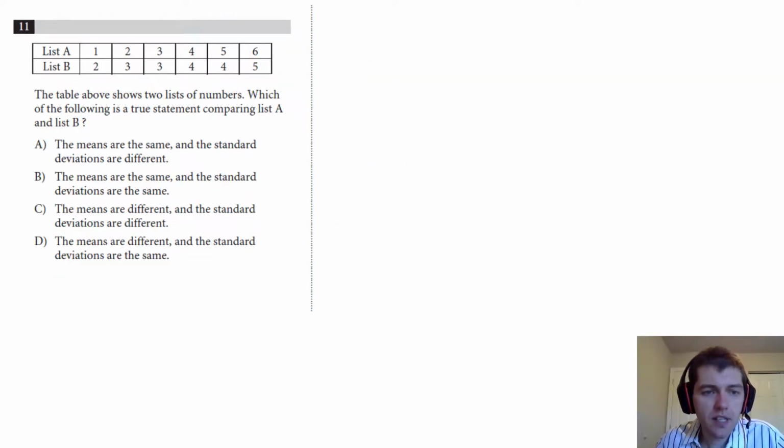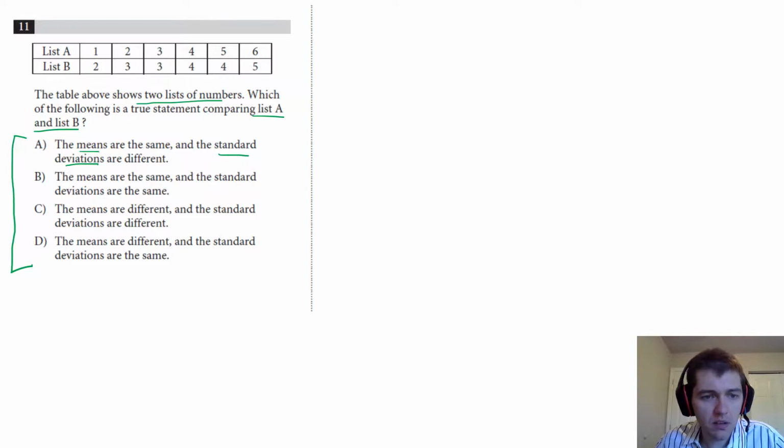Problem 11, the table above shows two lists of numbers. Which of the following is a true statement comparing list A to list B? The only way to know what they're talking about is to start reading the answers. First, they're asking about the means. Are they the same or different? And they're asking about the standard deviations. Are they the same or different?